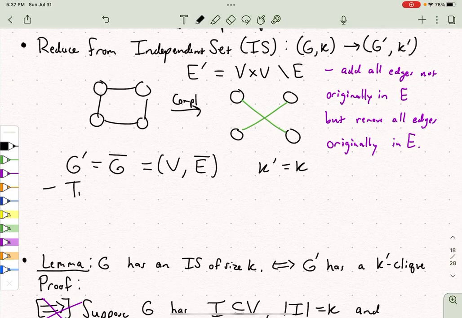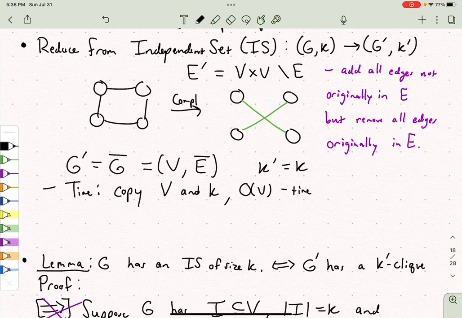So what's the time? Well, how do we make a complement graph? We have to loop through every edge and remove them or add them. So really what we're going to do is loop through every pair of vertices in the graph and check: is it in the edge set or not? And if it is, we don't include it, and if it's not, we do include it. So really what this comes down to is we need to copy the vertex set and k. Those are obviously efficient. That's O of V time.